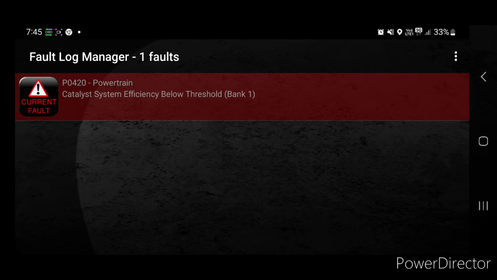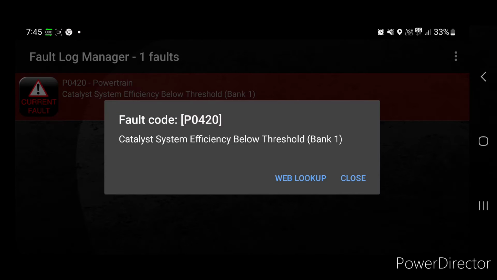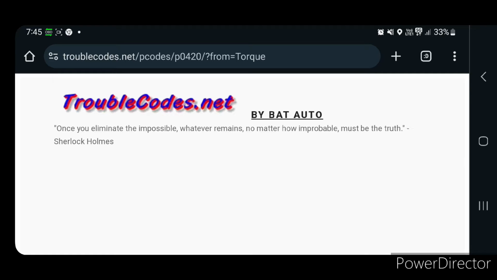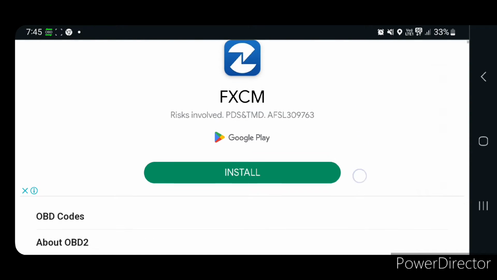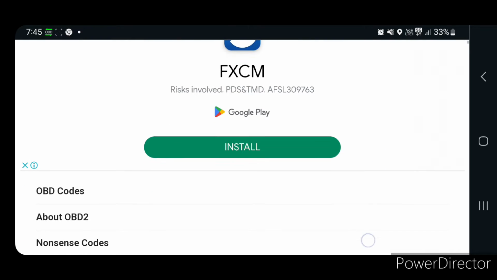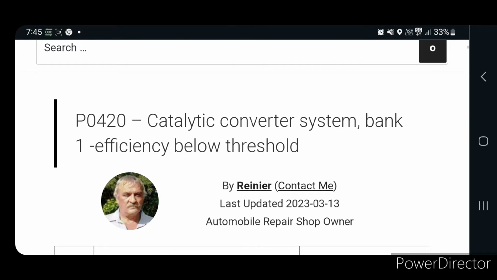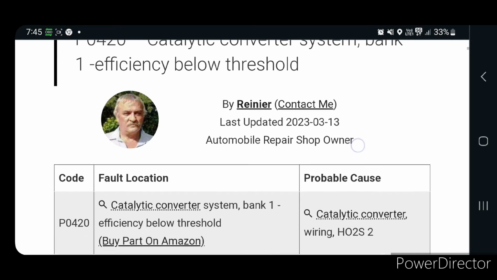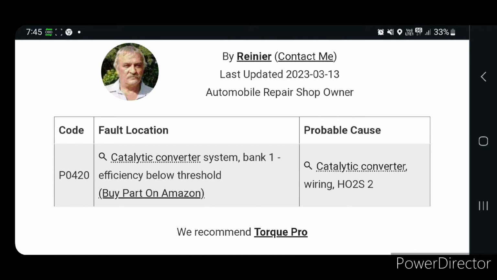So let's click and see whether it will give more information. Fault code P0420, catalyst efficiency threshold. Web lookup, let's see. It's asking us to download some kind of app. It says here P0420, catalytic converter system bank 1 efficiency below threshold.